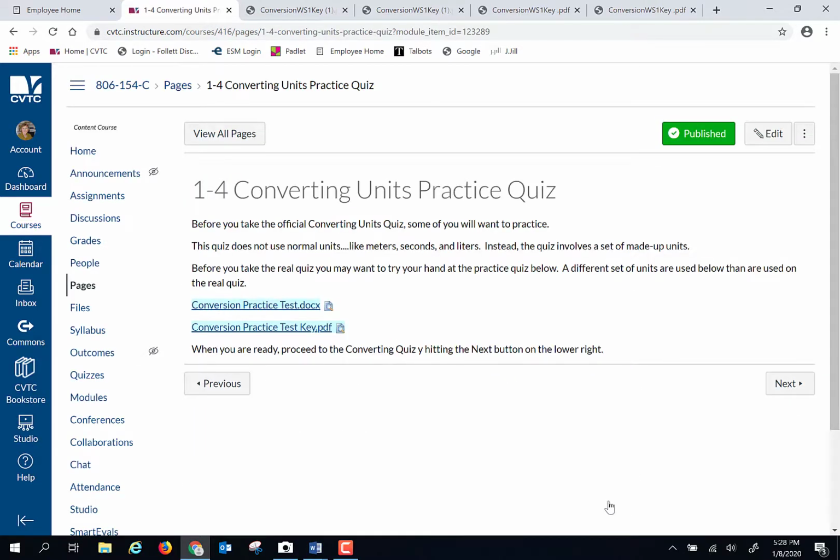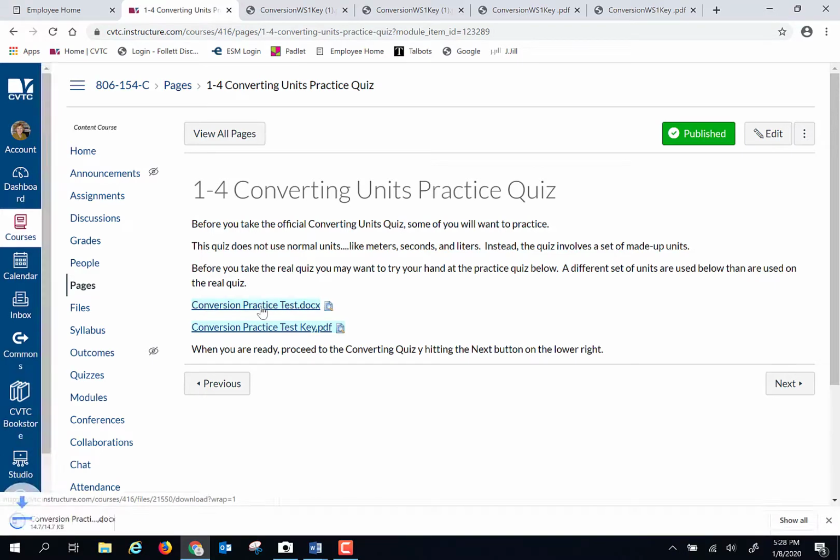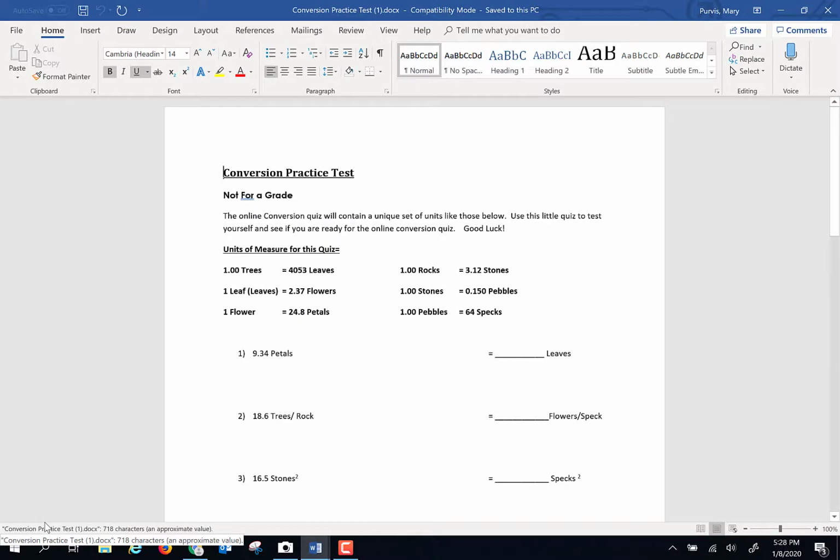After converting units, eventually at the end of this module, we're going to have a converting units quiz. But I highly encourage you to take the converting units practice quiz, and here's why. On the converting units quiz that you're going to take, I have included some wacky units. The quiz contains animals like zebras to elephants and elephants to giraffes and giraffes to dogs, that kind of conversion. For the practice quiz, I'm giving you rocks to stones, stones to pebbles, pebbles to specks.